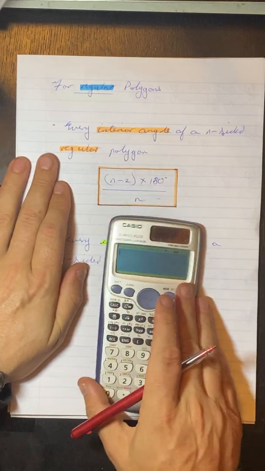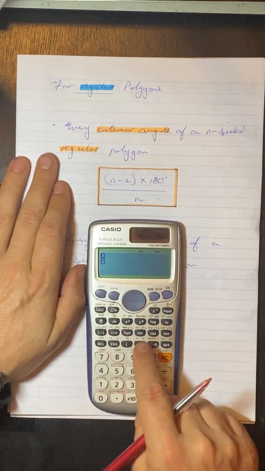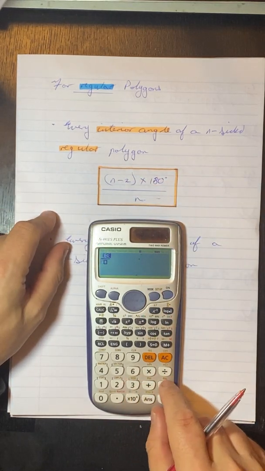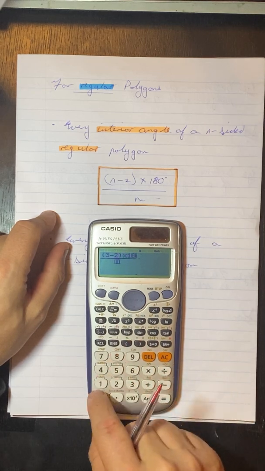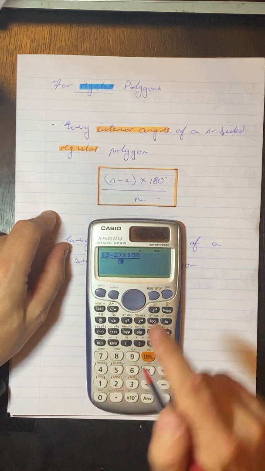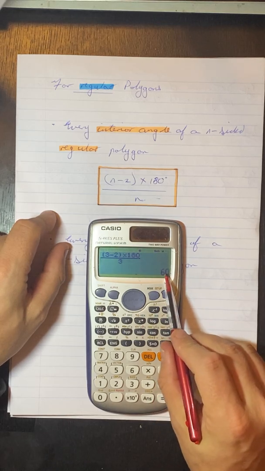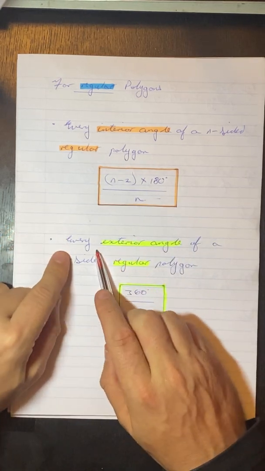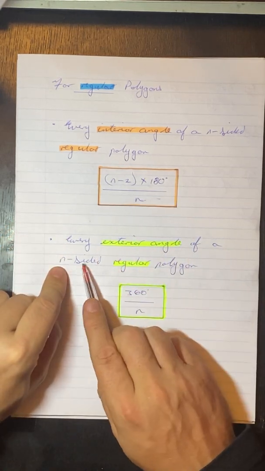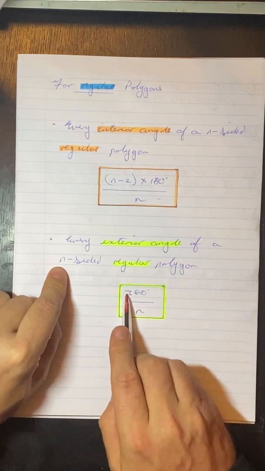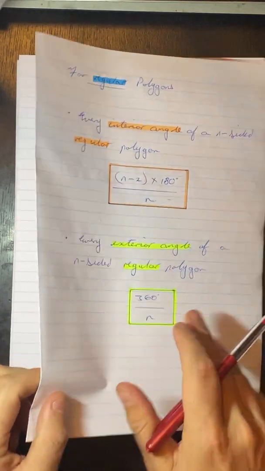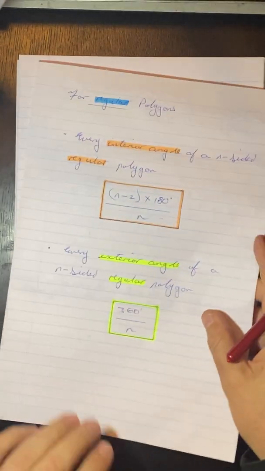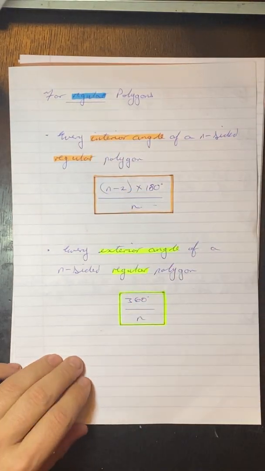So let's just test this. n is now 3 because I'm checking an equilateral triangle. So 3 minus 2 times 180 all over 3, and we get 60. Okay, so that will work for any regular polygon. Then every exterior angle of an n-sided regular polygon is 360 divided by n, and that exterior angle would be these ones over here. So only for regular shapes will you use these formulas.